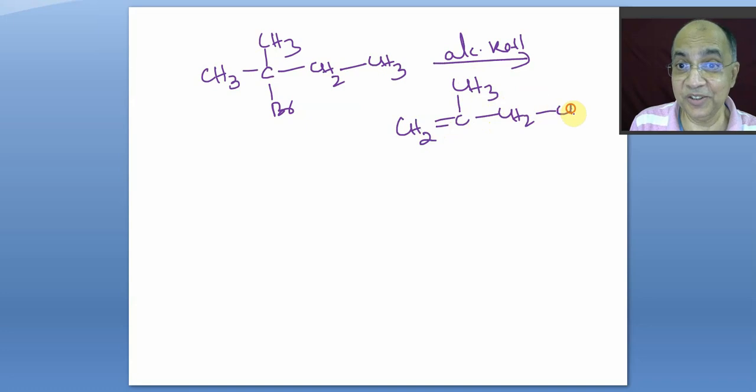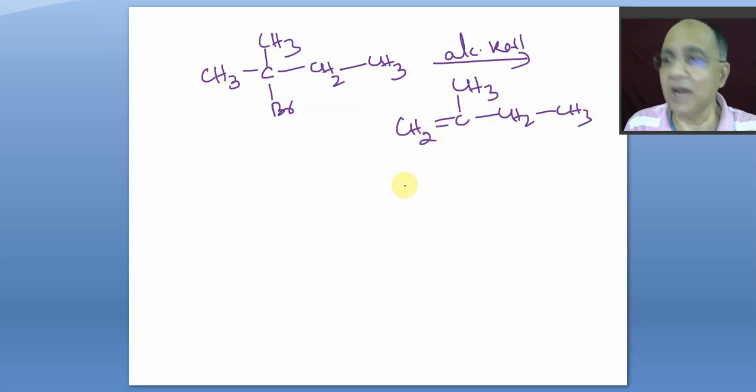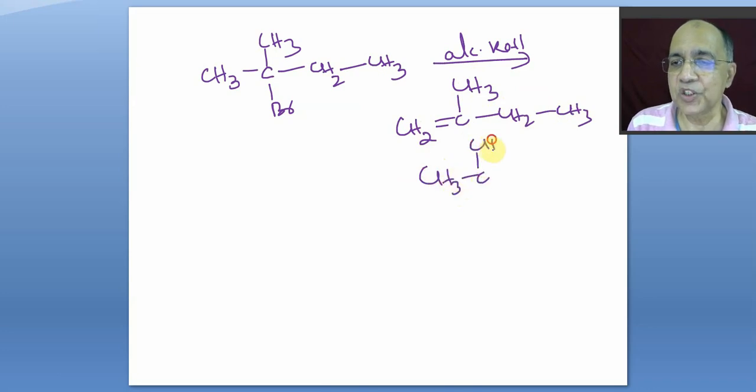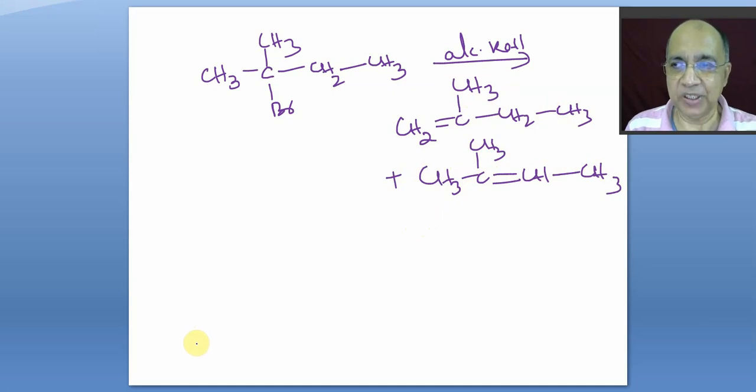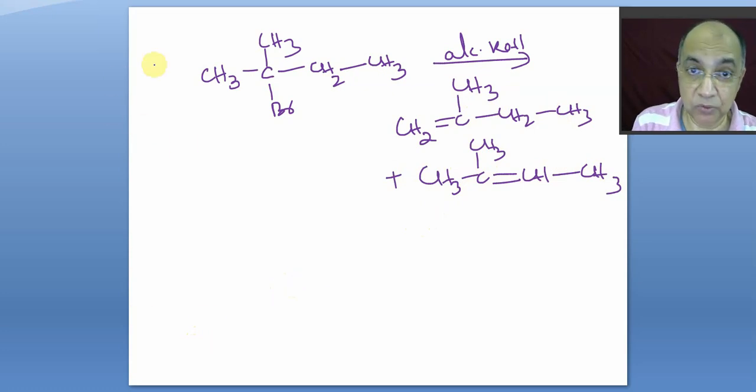This is elimination, dehydrobromination. I told you, it's an E2 mechanism. So you get two products: one internal alkene, the more substituted alkene, and a less substituted alkene. These are the two products. Tell me, what kind of reaction is this? Is it regioselective or stereoselective? Now, let me ask you another question.